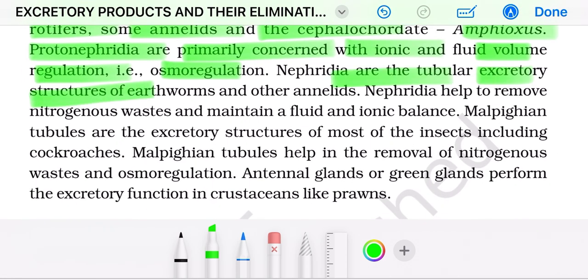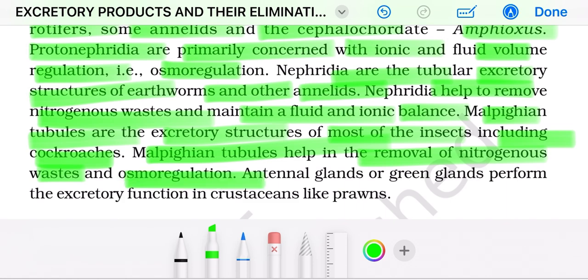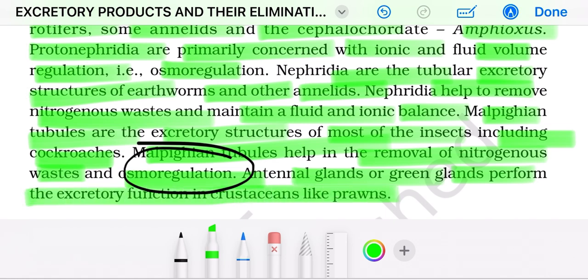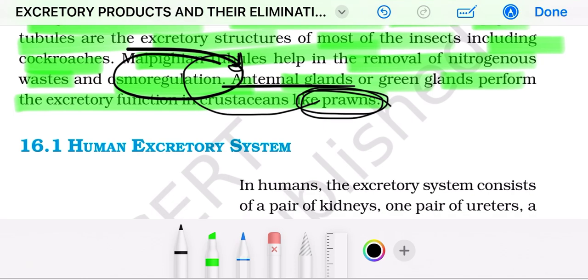Nephridia are the tubular excretory structures of earthworms and other annelids. Nephridia help to remove nitrogenous waste and maintain fluid and ionic balance. Malpighian tubules are the excretory structures of most insects, including cockroaches. Malpighian tubules help in the removal of nitrogenous wastes and osmoregulation. Antennal glands or green glands perform excretory function in crustaceans like prawns.